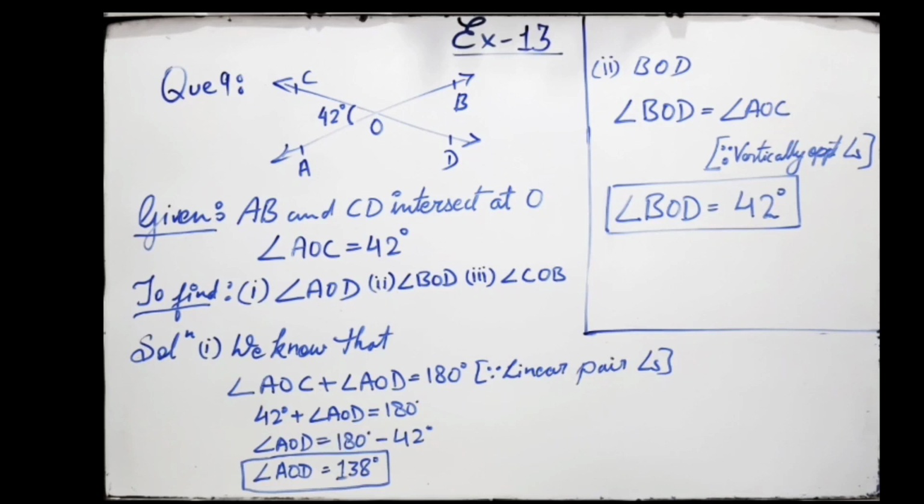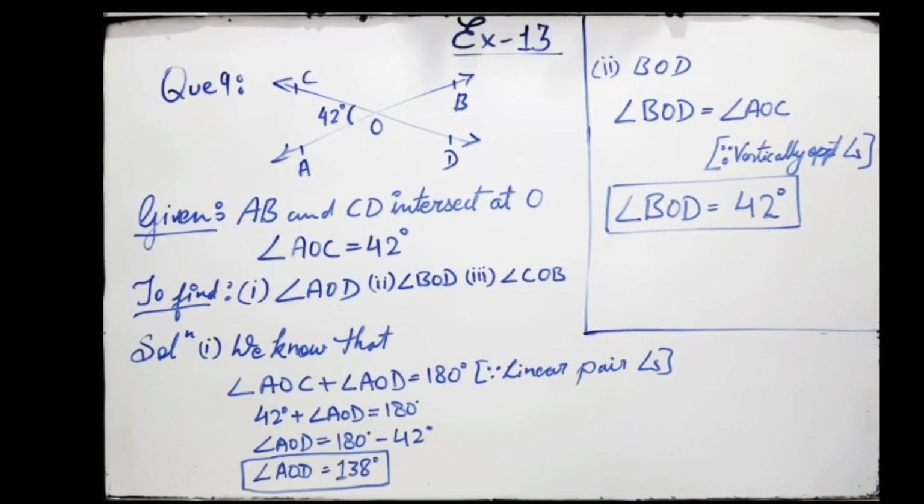We will transpose 42 towards the right hand side, and when it moves towards the right hand side, it will become negative. So 180 minus 42 degrees will be equal to 138 degrees. So we have got the value of angle AOD. Now the second is BOD. Now we need to find the angle BOD. AOD we have found, it is 138 degrees.